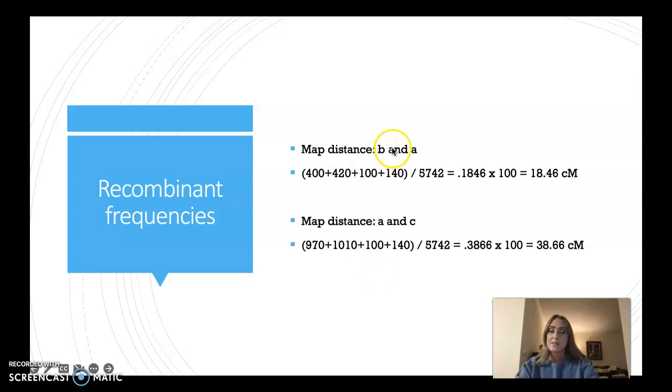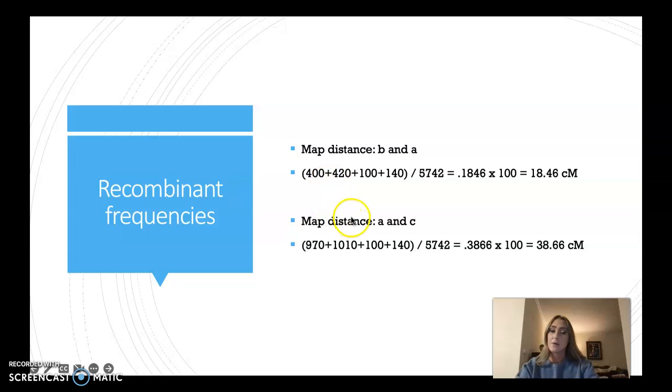So to look for the map distance between B and A, we have to remember those genes aren't exactly in order, and we'll touch on that next. But what we do is we take our single crossover events, or that first set between B and A, and add those to our double crossover events. Divide that by the total organisms or offspring that we see, which is 5,742, and we got that number from our total frequencies off on the side. And then we multiply that by 100. So the map distance that we get between B and A is 18.46 centimorgans, or map units.